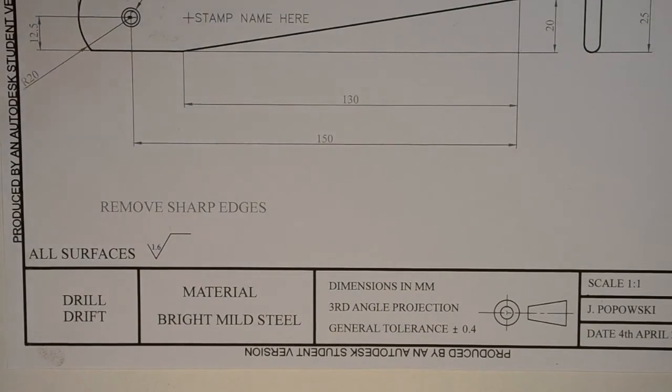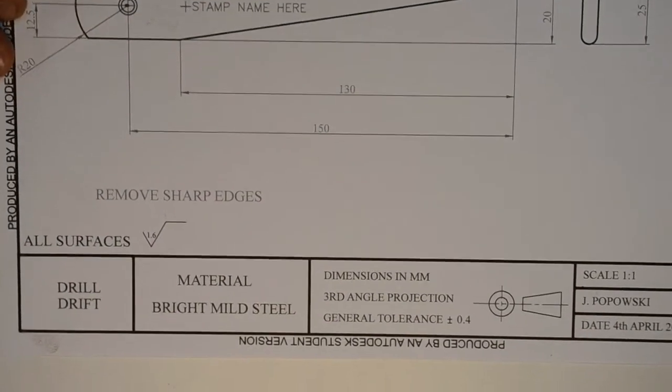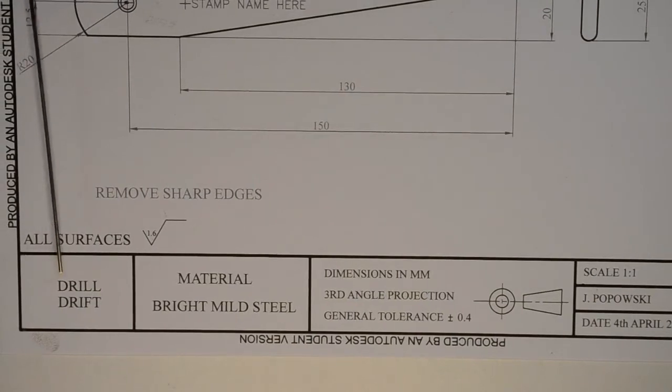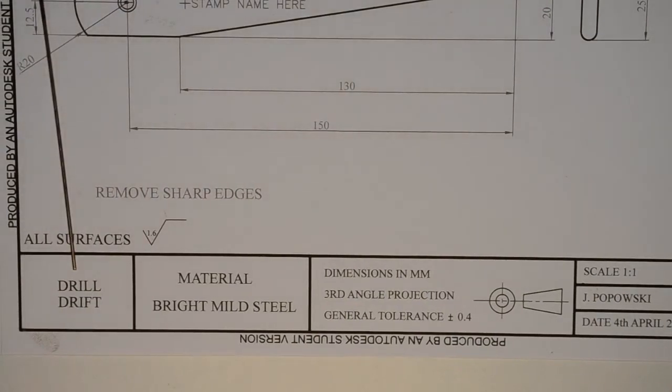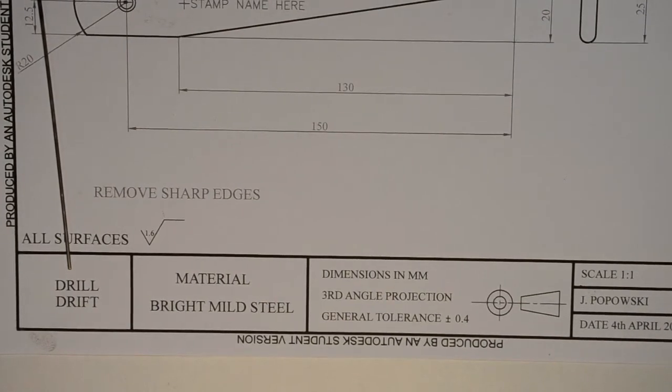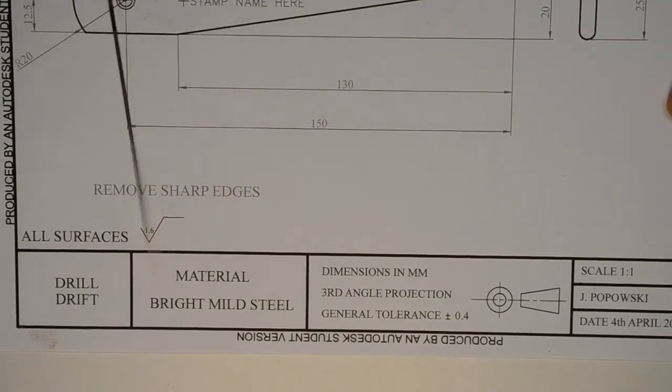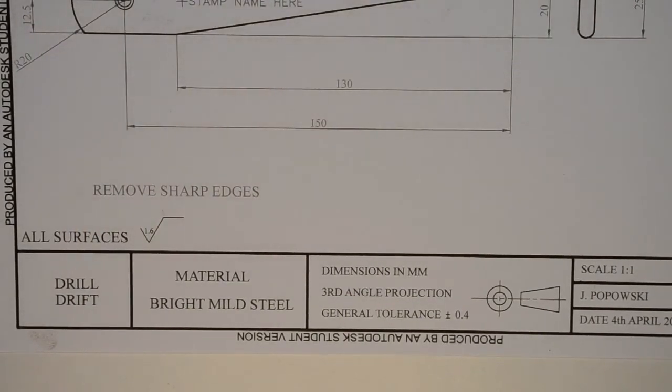So plenty of other information on the drawing. Down the bottom here we've got the title blocks. Quickly starting over here we've got the description of what the actual item you're producing is. Much easier in communication to say I've got the drawing for the drill drift. Next along here we've got the material, in this instance bright mild steel.